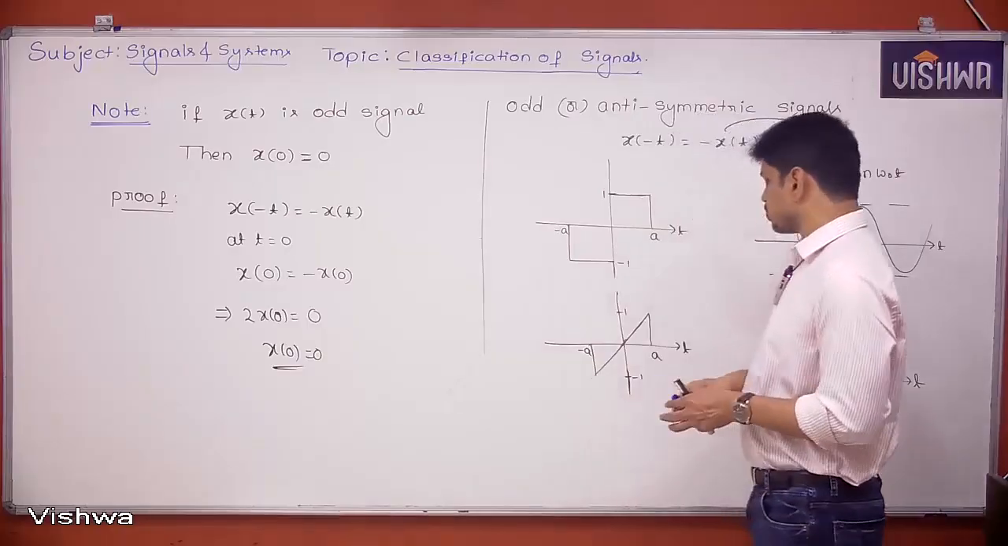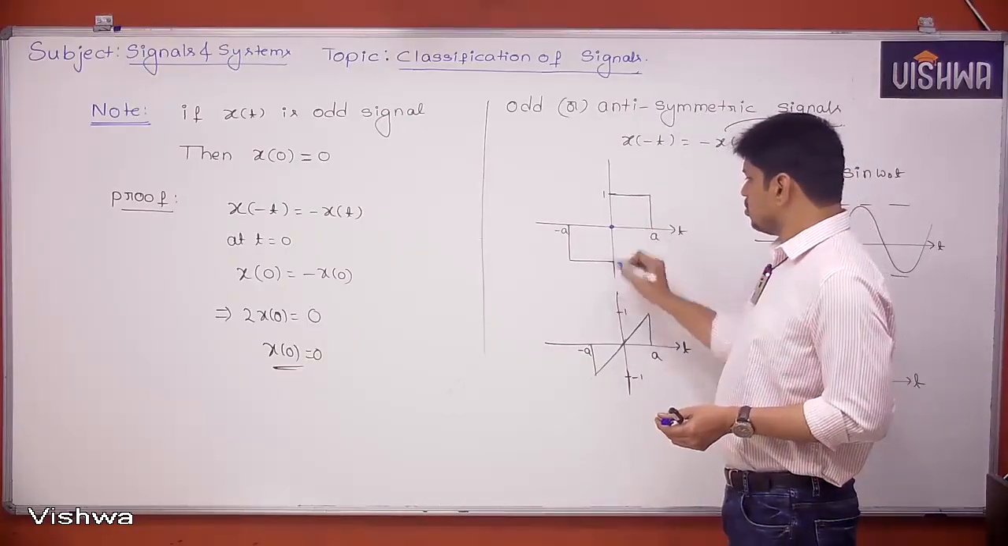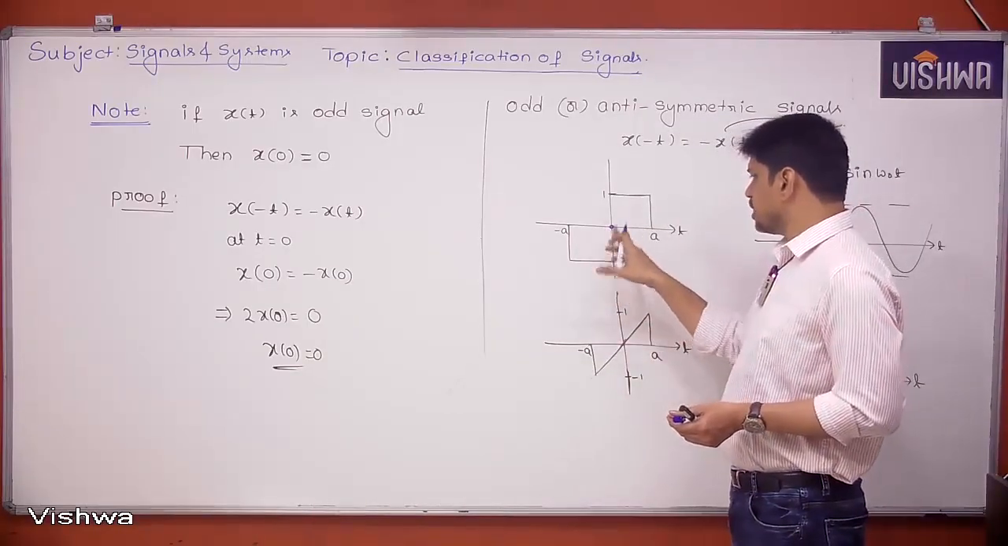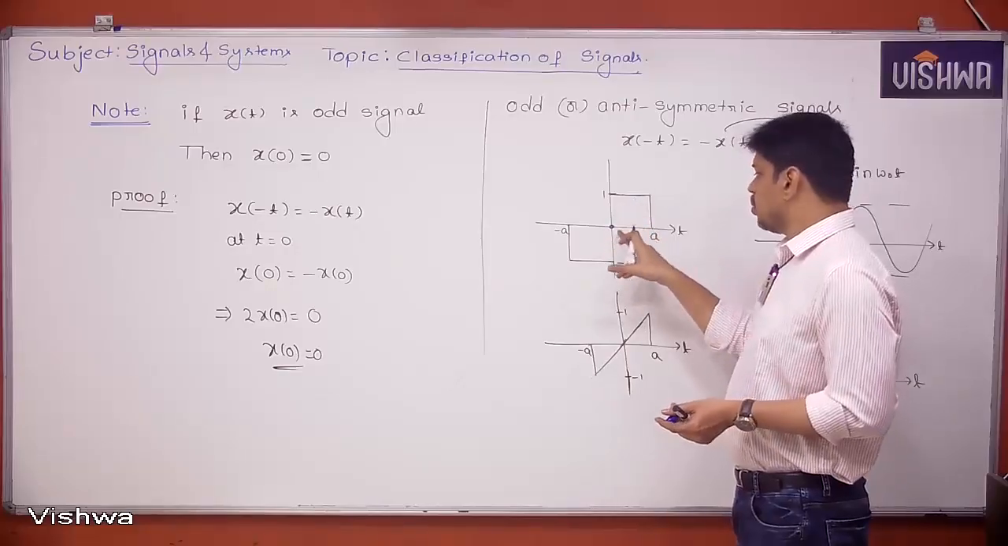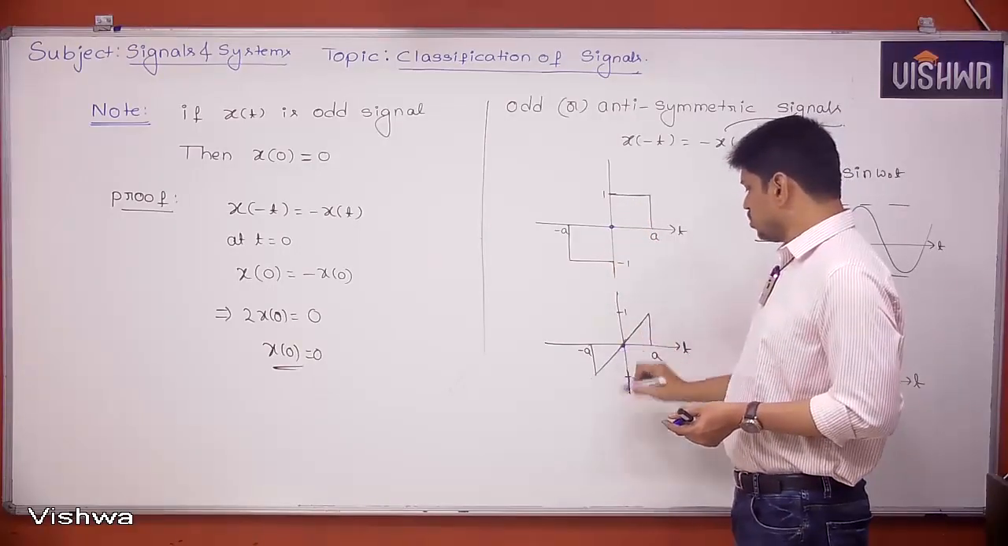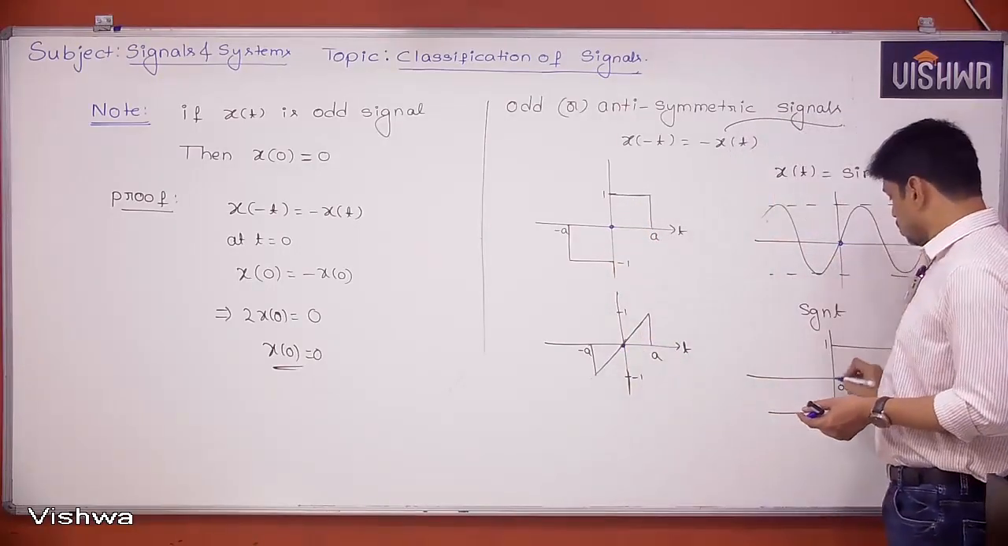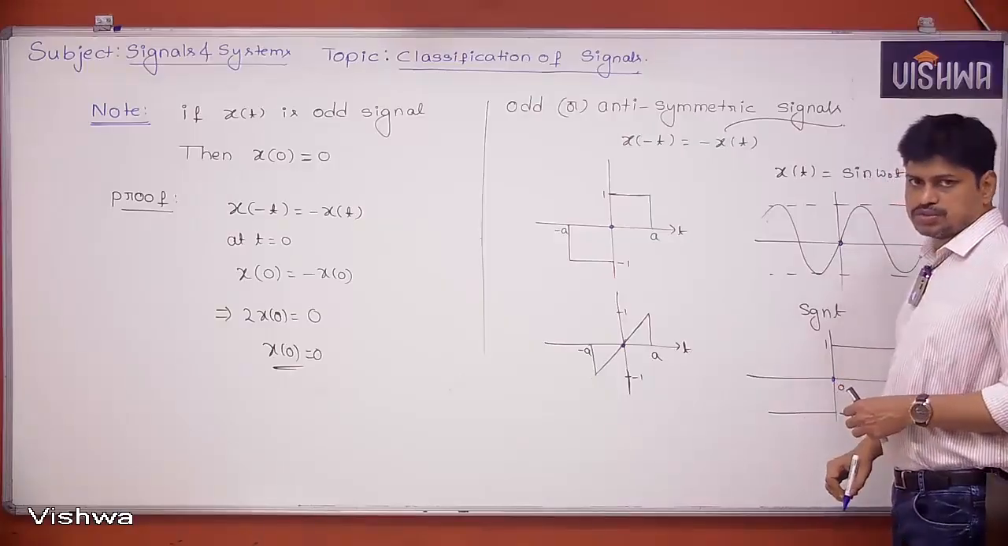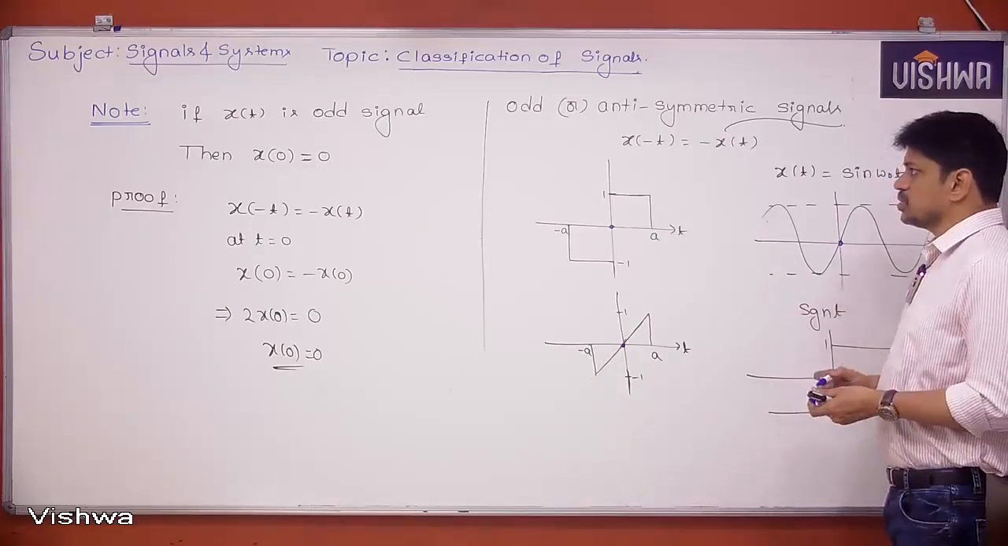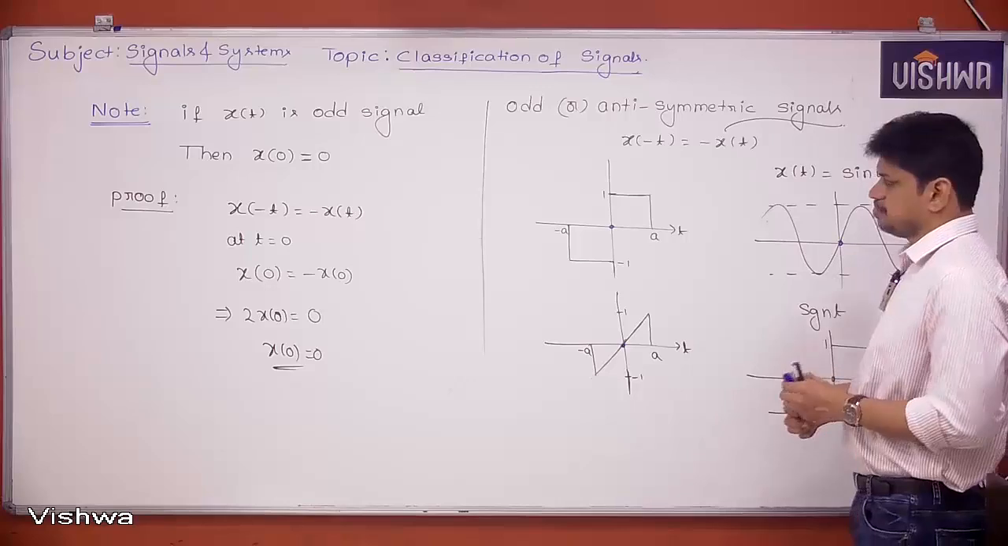So this is the only way you have to think. See here, from Gibbs phenomena, before this value minus 1, after this value 1. So what is the average value? 0. At this value 0. Signum 0 is also 0. I hope you understood. Okay. So this is about the odd signal.